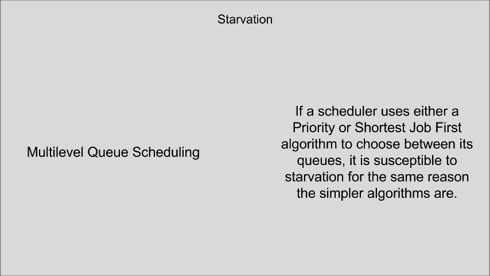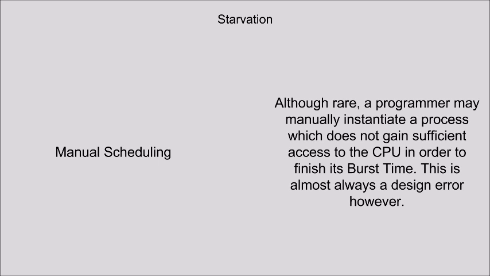Multi-level queue scheduling: if a multi-level queue utilizes either a priority or shortest job first algorithm, it comes with all the problems of those algorithms as well and has the potential to also have CPU starvation. And manual scheduling is basically just a design error of the programmer who designed the list of processes and the order that they're going to be completed in. So that is our presentation on CPU scheduling.